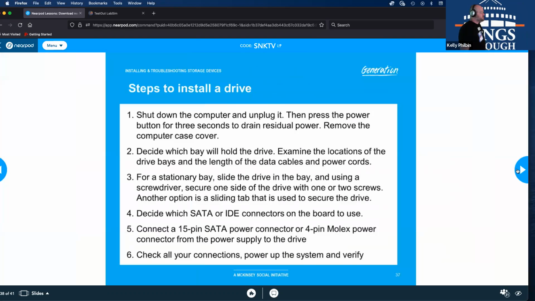All right, steps to install. Shut it down, unplug it, press the button for 3 to 5 seconds. Drain the residual power, never changes. Remove the computer case.